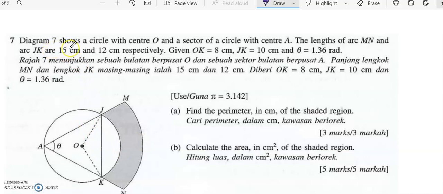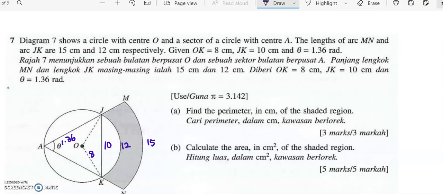Okay, diagram 7 shows a circle with center O and a sector of a circle with center E. The lengths of MN and JK are 15 cm and 12 cm respectively. So, dia bagi R kat sini. This one R dia adalah 12 cm. This one is 15 cm. Given that OK is equal to 8 cm and then JK is equal to 10 centimeter, and theta here is 1.36 radian. Okay, so find the perimeter of the shaded region.